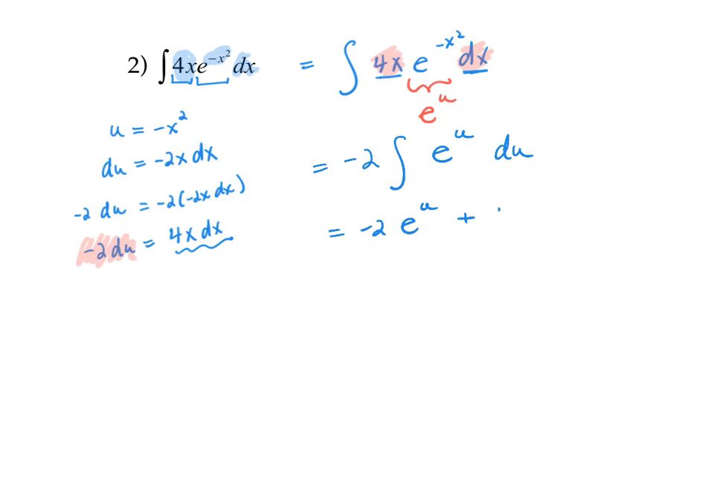Now we need a plus c. And then do your substitution. Replace u with what it's equal to in the very beginning. Substitute it back. So we have negative 2e to the negative x squared plus c. Final answer.